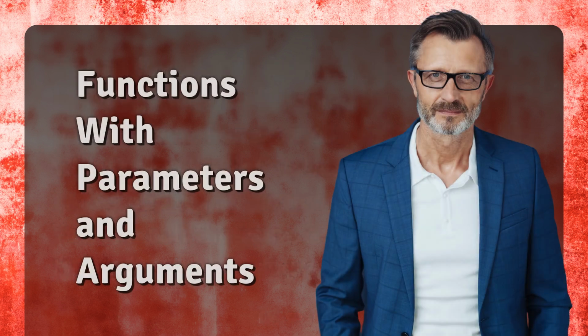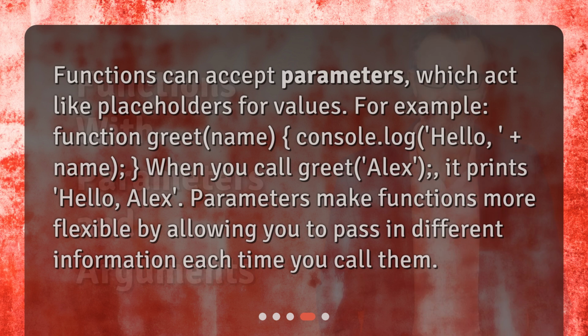Functions with parameters and arguments. Functions can accept parameters, which act like placeholders for values. For example, function greet name console log hello plus name. When you call greet Alex, it prints hello Alex. Parameters make functions more flexible by allowing you to pass in different information each time you call them.